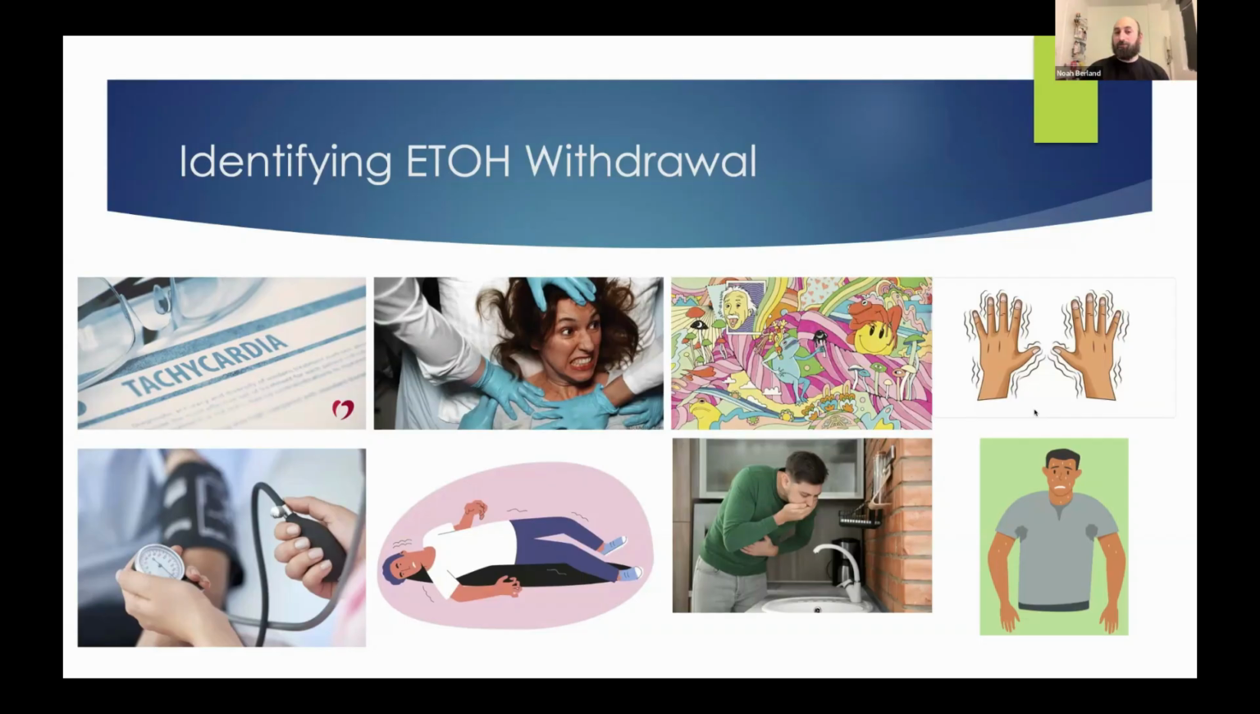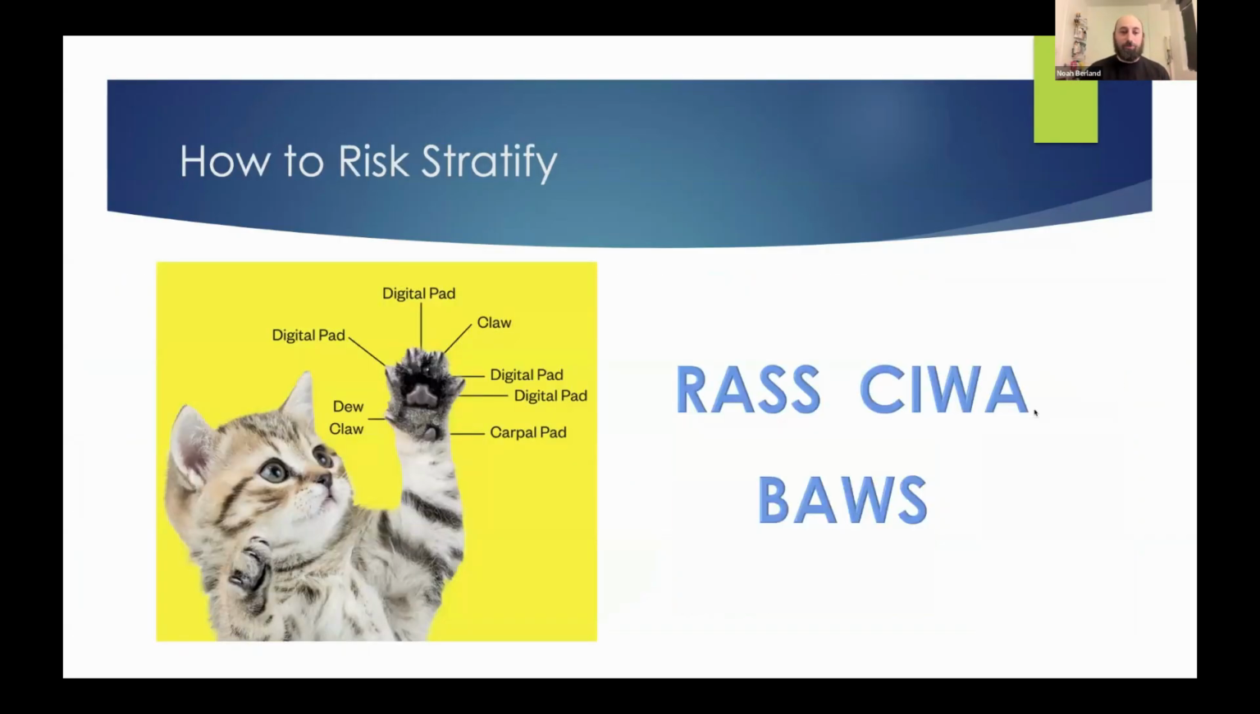And then delirium, hallucinations. This can even be like formication, the sensation of bugs crawling on your body. This is a much later finding, especially the delirium component. Now, how might we risk stratify people?